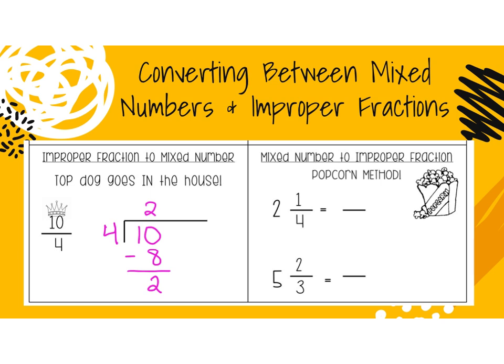So now we can make our mixed number. Our answer is our whole number. Our remainder, 2, is our numerator, and our denominator, 4, stays the same. The last step would be to simplify. We can simplify both 2 and 4 by dividing by 2. So our mixed number would be 2 wholes and 1 half.